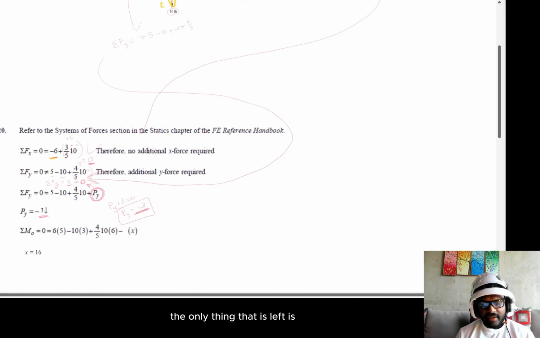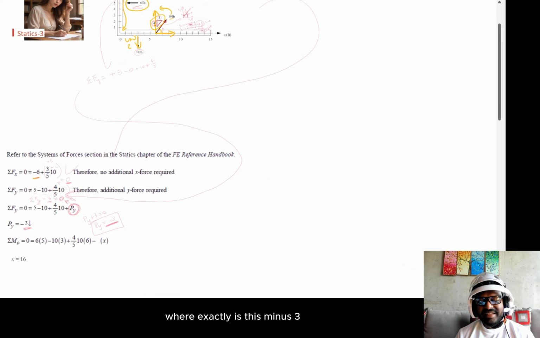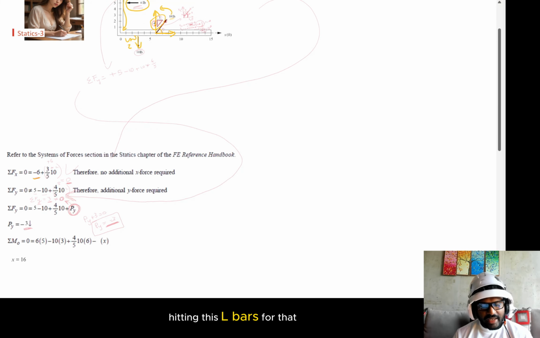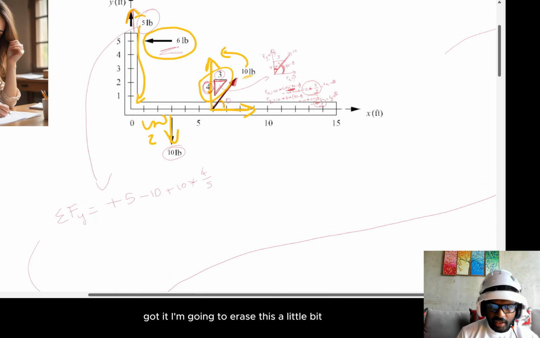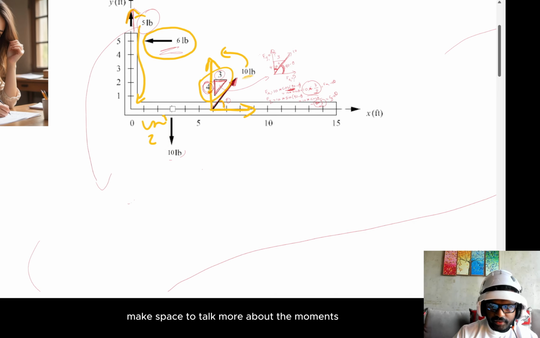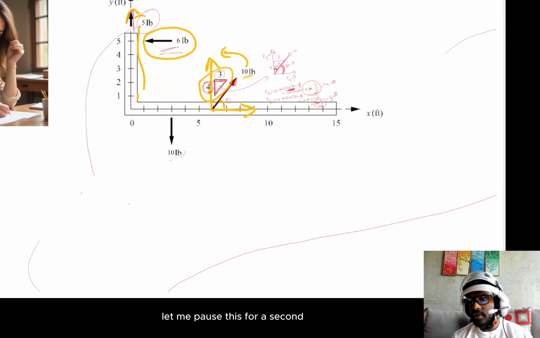Now the only thing that is left is where exactly this minus 3 is hitting. That's L bar. For that, we are going ahead and finding the moments about the origin. Got it? I'm going to erase this a little bit to make space to talk more about the moments. Let me pause this for a second.